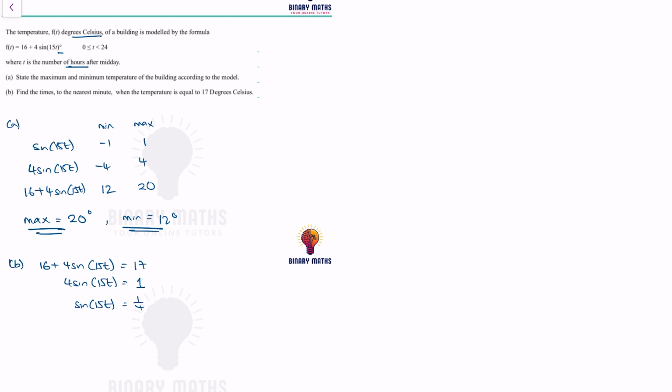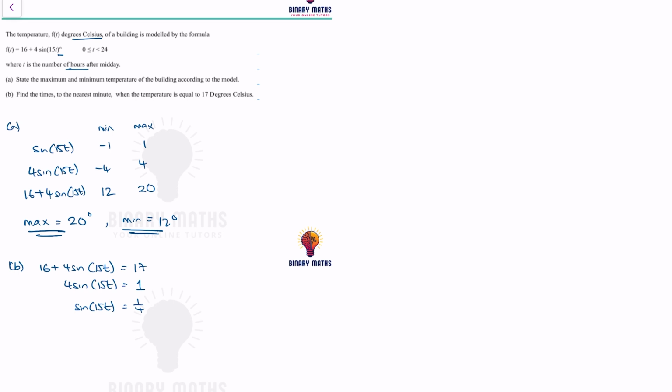Okay, so if 0 is less than or equal to t, which is less than or equal to 24, sorry, I didn't write that right. If 0 is less than or equal to t, which is less than 24, then if I multiply everything by 15, 24 times 15 is 360. So 15t can go from 0 to 360.